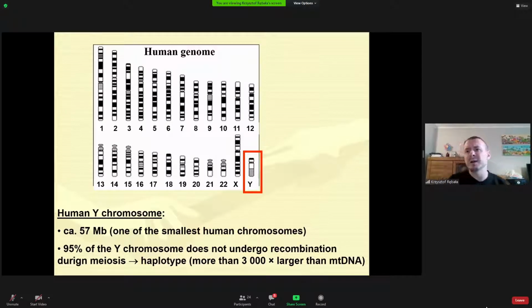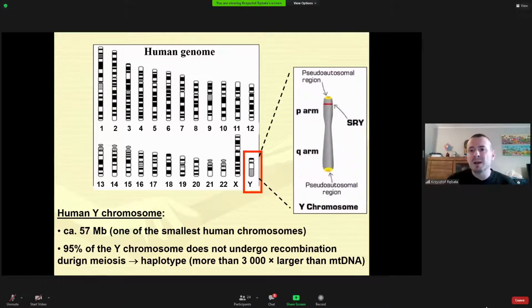And of course, the second lineage marker, which I am going to tell you a bit about, is the Y chromosome, which is one of the smallest human chromosomes in our genome. Only chromosomes 21 and 22 are shorter than the Y chromosome. As much as 95% of the human Y chromosome does not undergo recombination during meiosis. So it is the largest haplotype in the whole human genome, more than 3,000 times larger than the mitochondrial DNA.